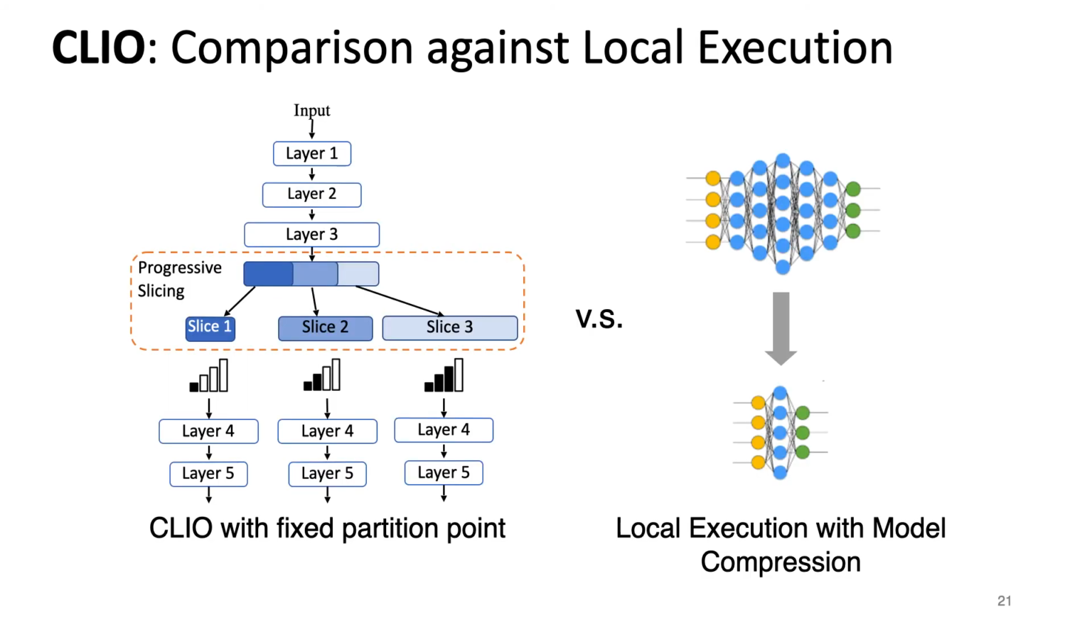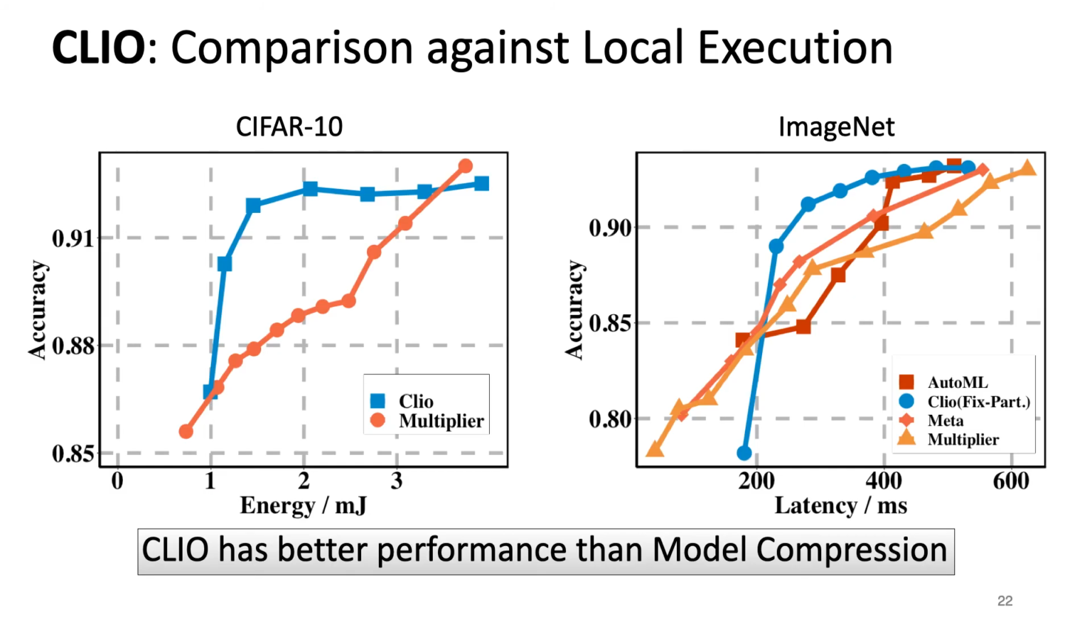We also compare our methods with local execution. We could see that our methods could be better than local execution in the medium range of the latency, and for the extreme low latency, we could not achieve better accuracy than local execution.